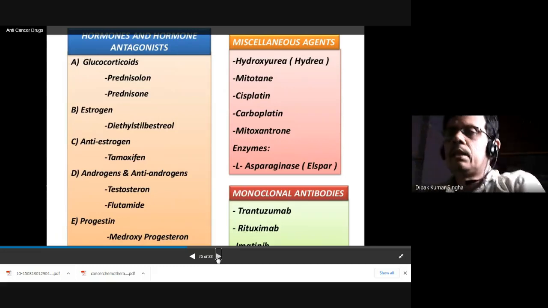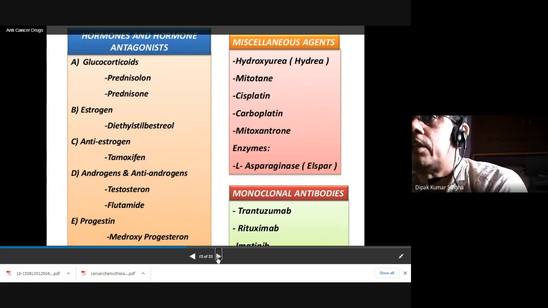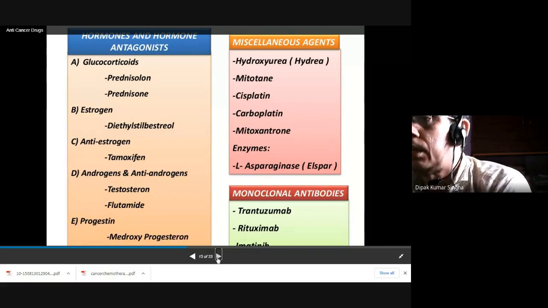Another important class is the hormones used for cancer chemotherapy, like glucocorticoids, estrogen, anti-estrogen tamoxifen, which is commonly used, androgen, anti-androgen, testosterone, progesterone, progestin, and a miscellaneous group like hydroxyurea, mitotane, cisplatin, carboplatin, and enzymes like L-asparaginase, and the monoclonal antibodies. These are newer biotechnological products, like trastuzumab, rituximab, and others.